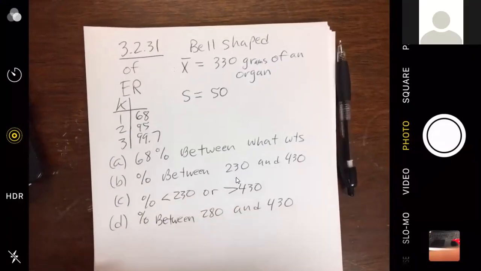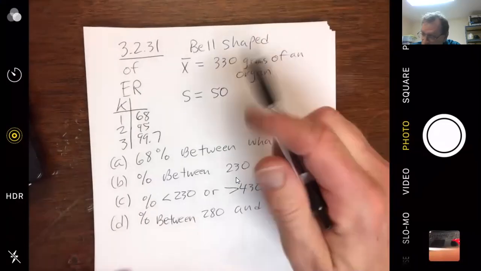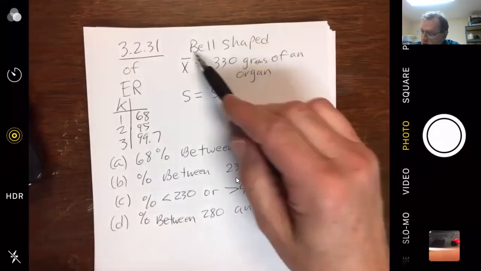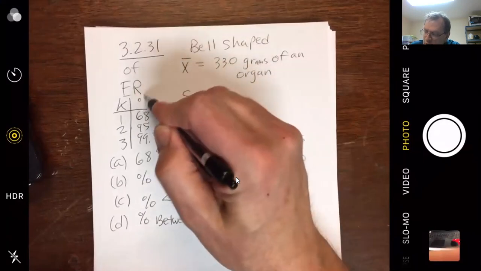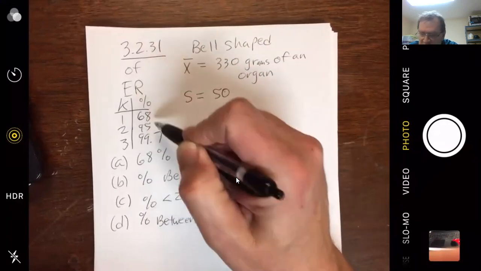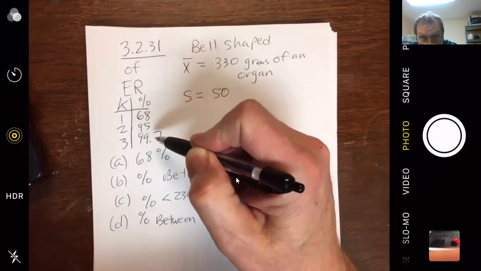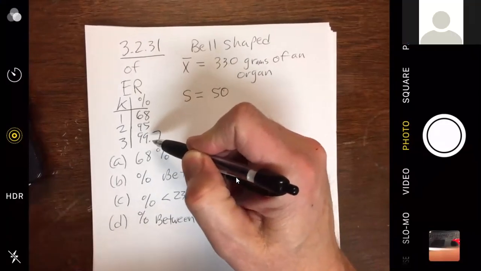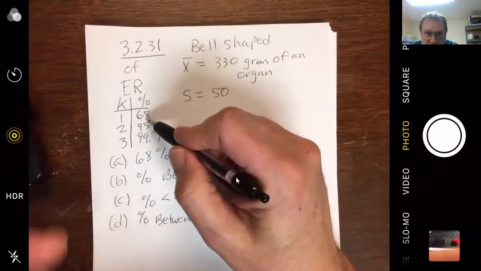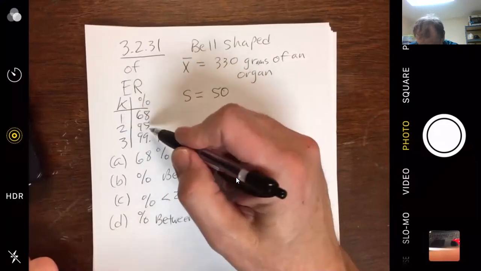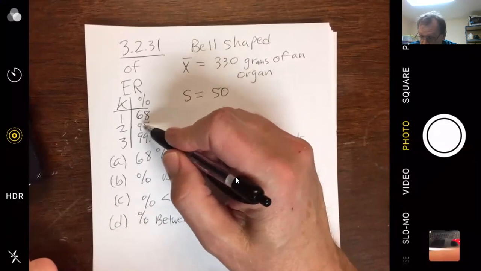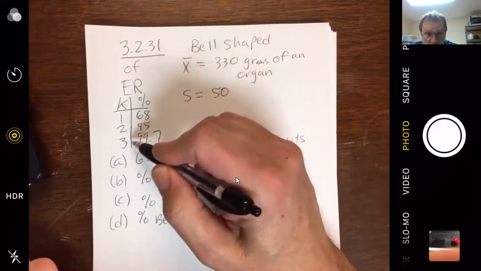Yes, sir. Okay. So I wrote down the key numbers. They said it was bell-shaped, which leads to what they call the empirical rule. And here are the percentages. You understand what those percentages are telling you? Yes, please. 68% of the numbers on a bell curve are within 1 standard deviation of the mean. 95% within 2 and 99.7% within 3.